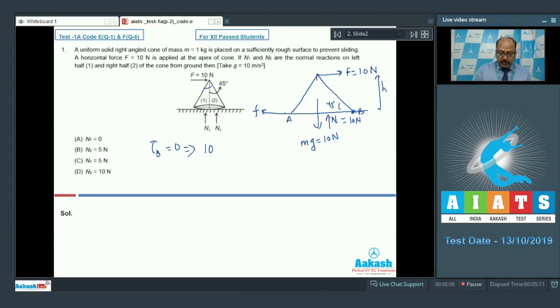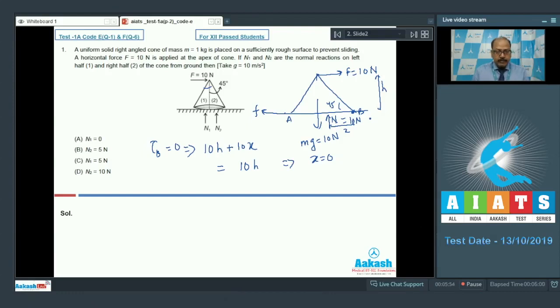So if we take torque about point B and put it to 0, we get 10 into h plus 10 Newton, let's call this distance x, equals, this is the clockwise torque, the anti-clockwise torque will be 10 Newton multiplied by r, which is simply h. This clearly means that x is equal to 0. That means the entire normal reaction has shifted to point B effectively, and the value of this normal reaction is clearly 10 Newton.